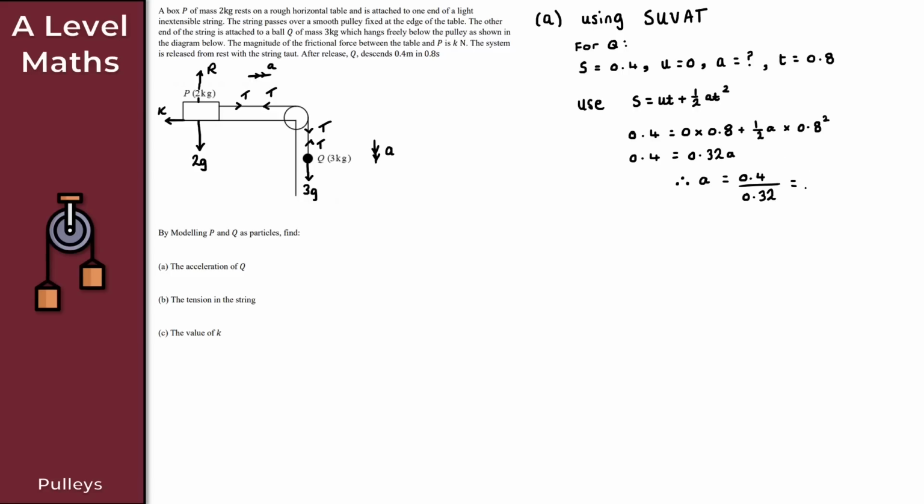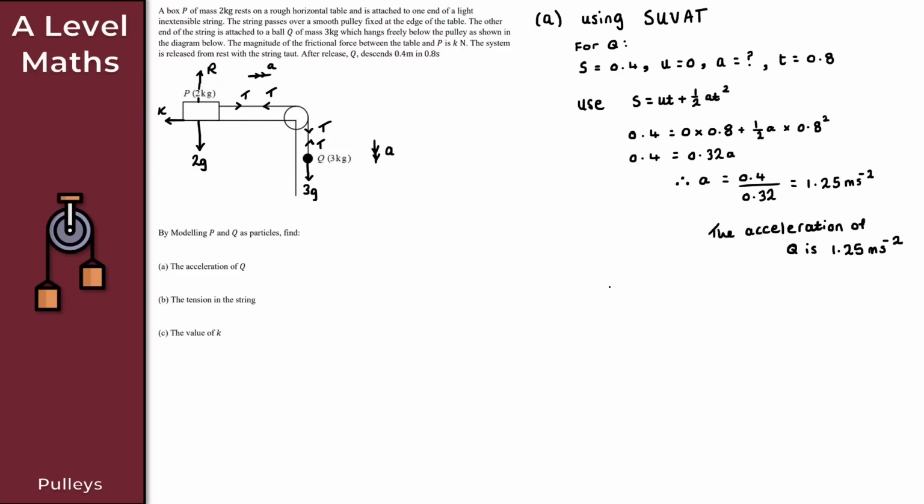And this gives us 1.25. So we get 1.25 meters per second squared because we're talking about the acceleration, right? And there we have it. So the acceleration of Q is 1.25 meters per second squared. Okay. And there we have it. So that gives us the solution to part A.